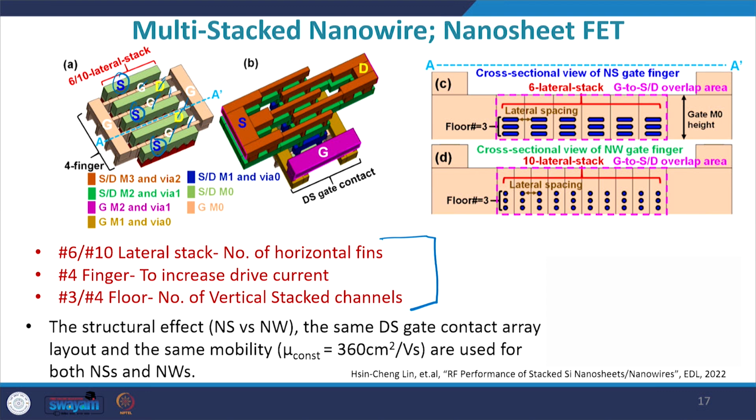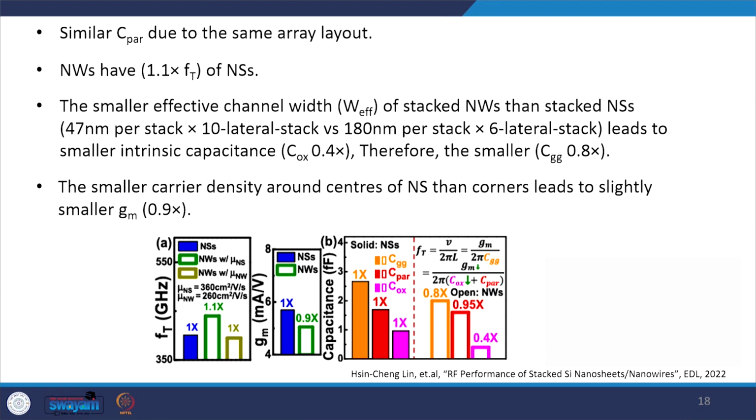The structural effect of nanosheet versus nanowire: for the same amount of gate contact, both layout and area are the same, and we use both NS and NW. NS is the nanosheet, NW is the nanowire. Since there are 4 fingers available, you end up having a large amount of current improvement here. This is basically a lateral stacking of the device. So, basically the multi-stack nanowire is shown here.